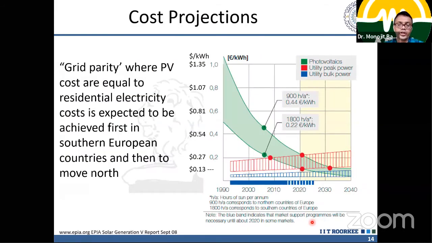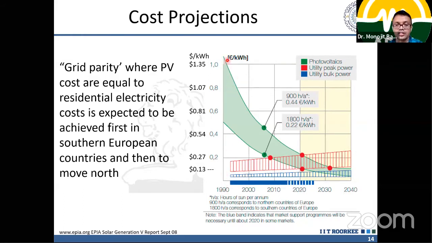Now, why are we lacking? I mean, what is the bottleneck? Nowadays, if you look at the price, conventional energy we get at a much cheaper price. So if you can see, utility bulk power is somewhere here, utility peak power is somewhere here. But look at the photovoltaics.